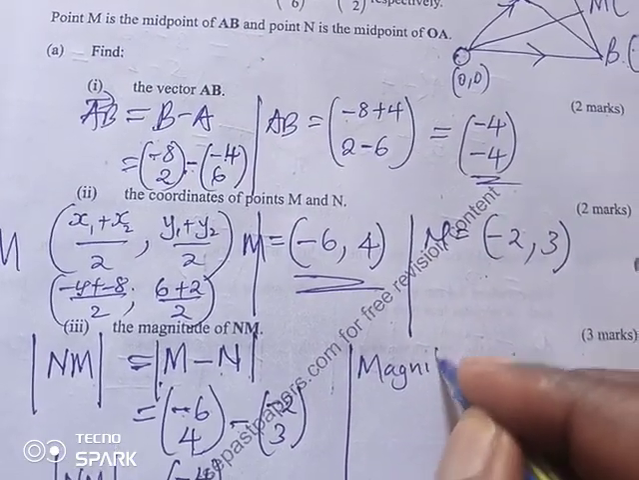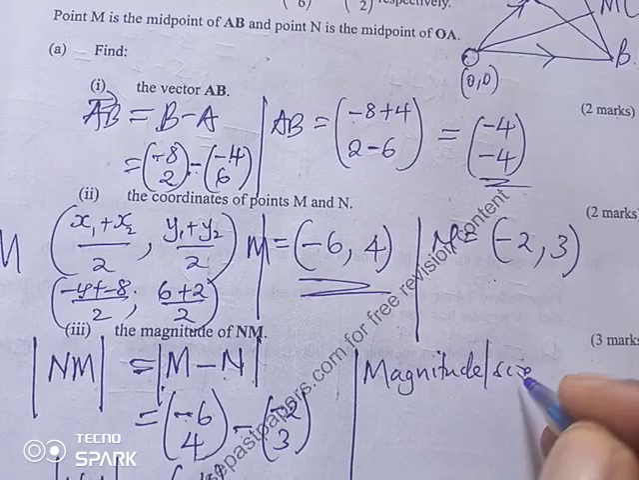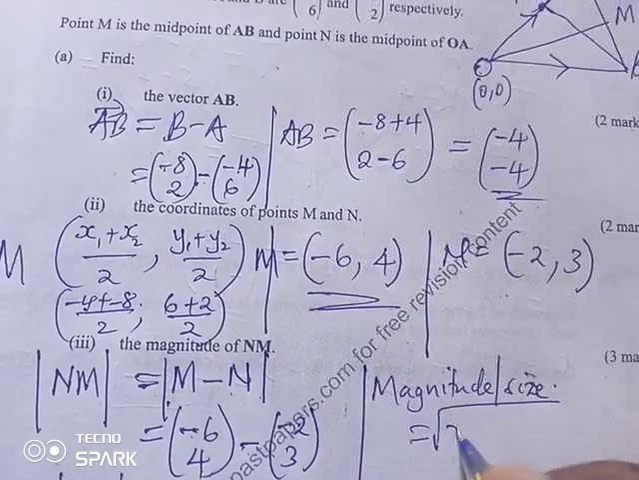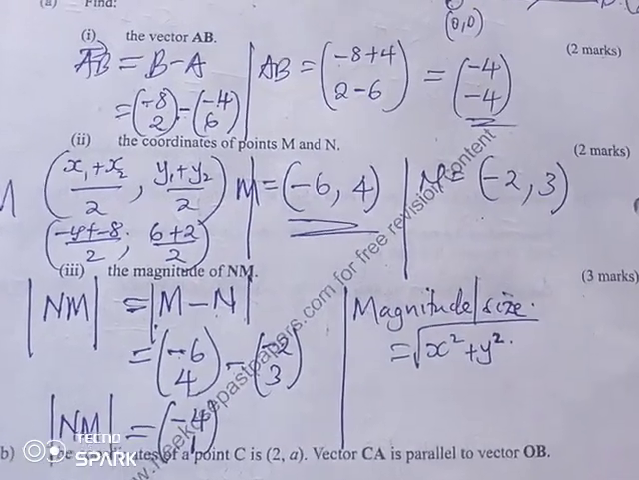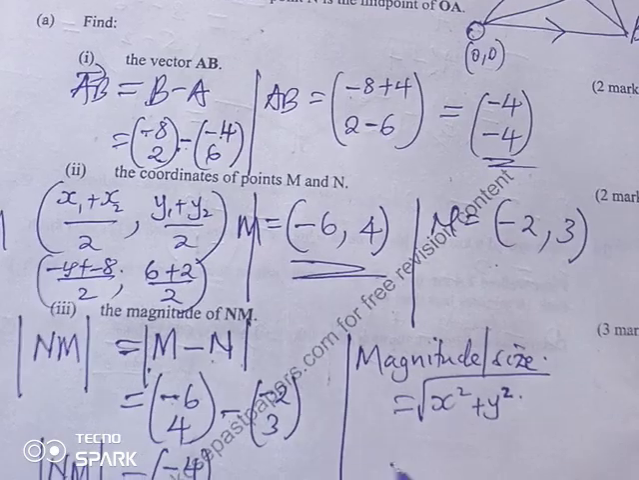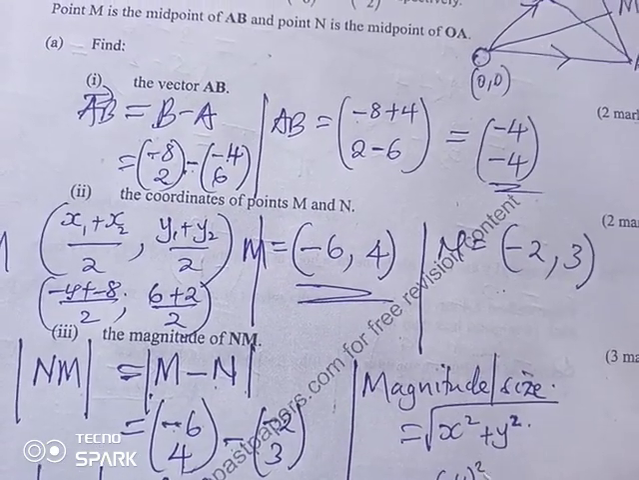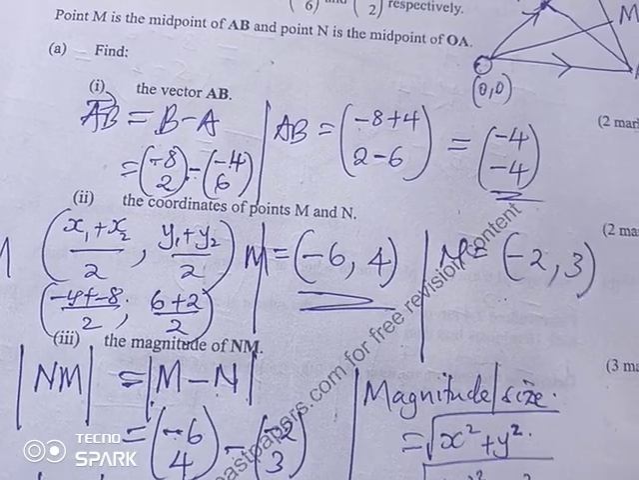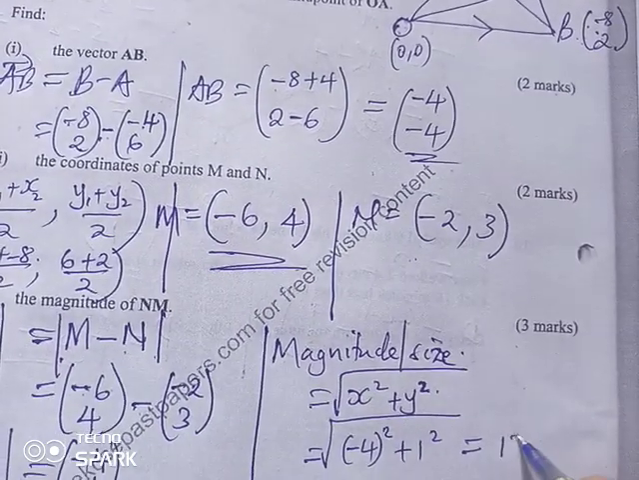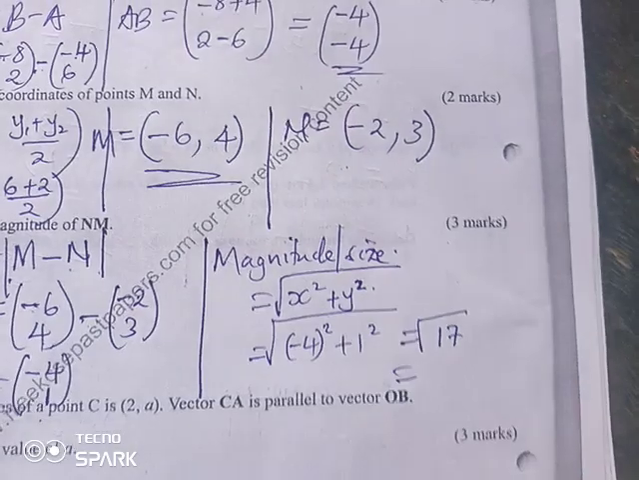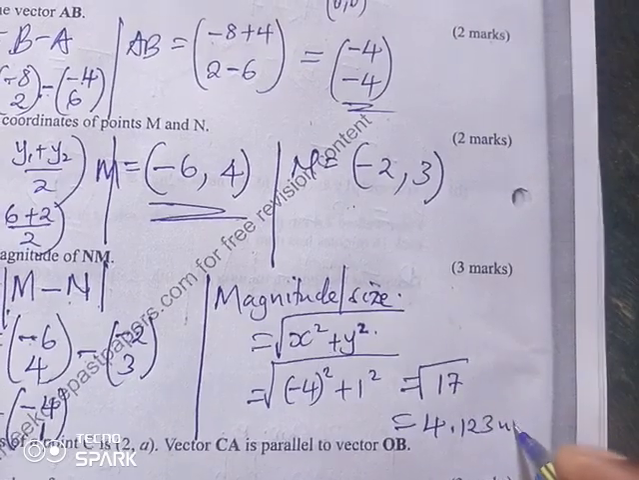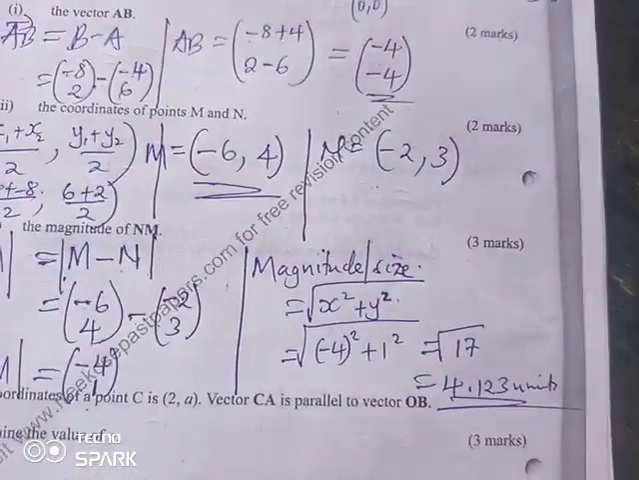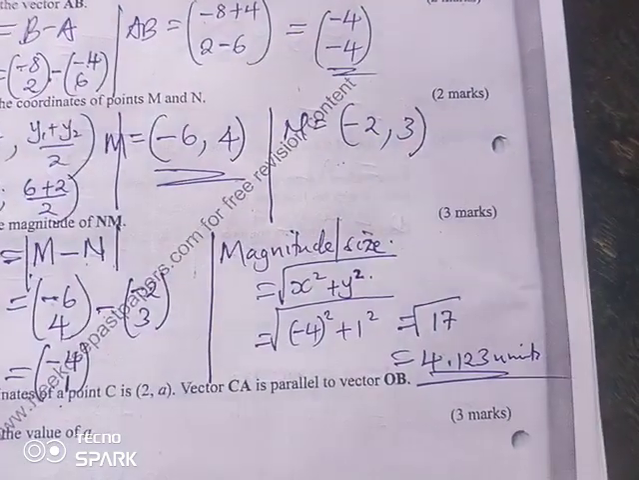How do we get magnitude, or the so-called size? We know it shall be the square root of x squared plus y squared, looking at 2D like the one we have. So what do we have here? Negative 4 squared plus 1 squared, then we square root. That shall be the square root of 17, which we shall get as 4.123 units. So the size of that vector, or the length of MN, will be 4.123 units in 4 figures.